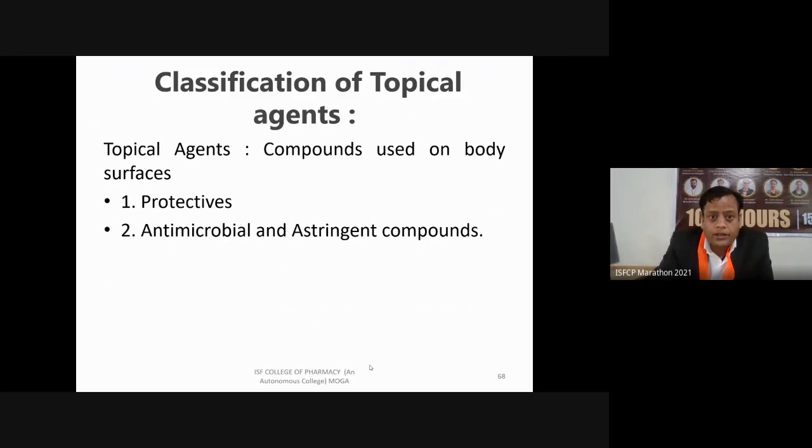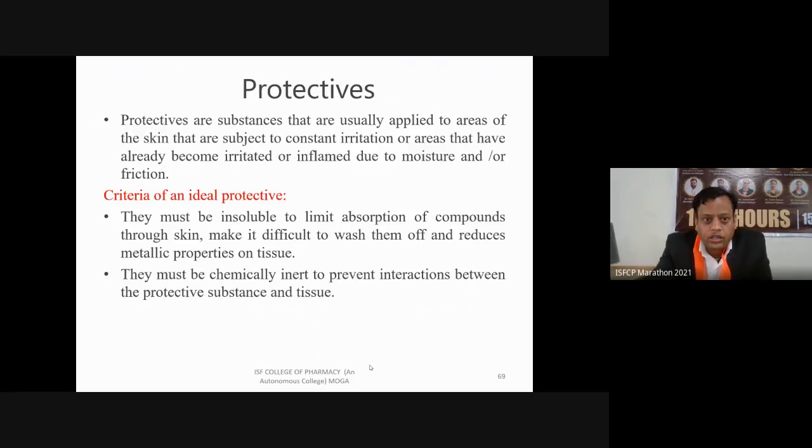Furthermore, we are discussing the classification of topical agents. Topical agents are composed of protectives and antimicrobials. The protectives are substances usually applied to areas of skin that are subject to constant irritation, or areas that have already become irritated or inflamed due to moisture and friction. So protectives work to reduce these types of irritations.